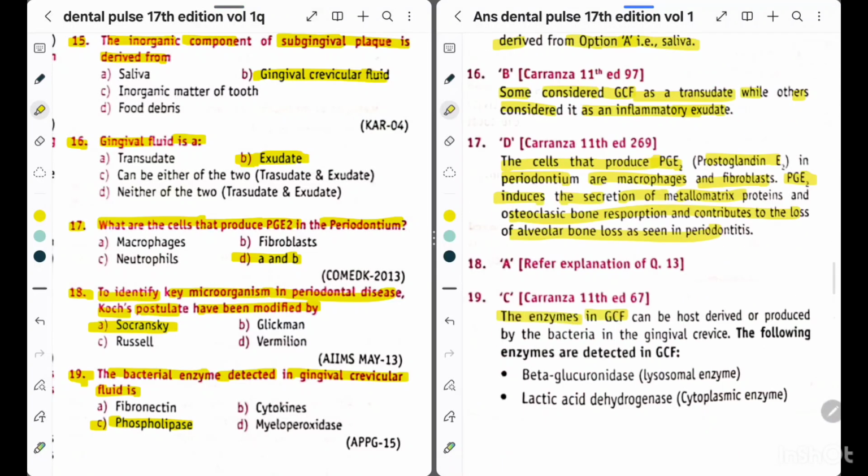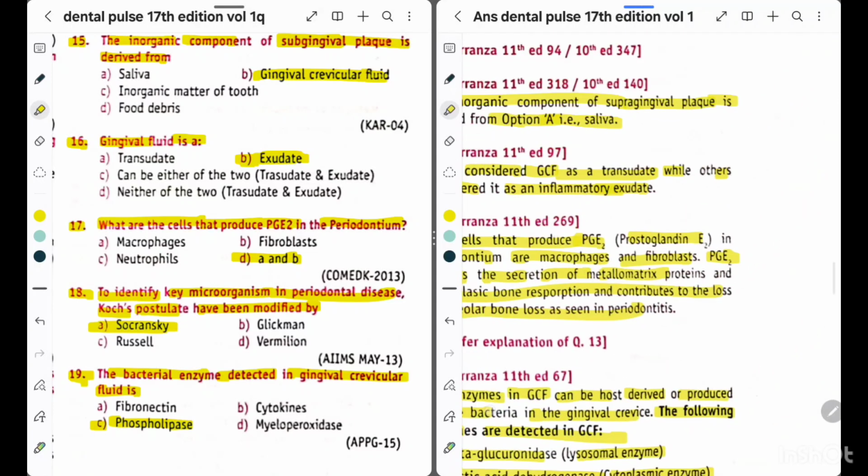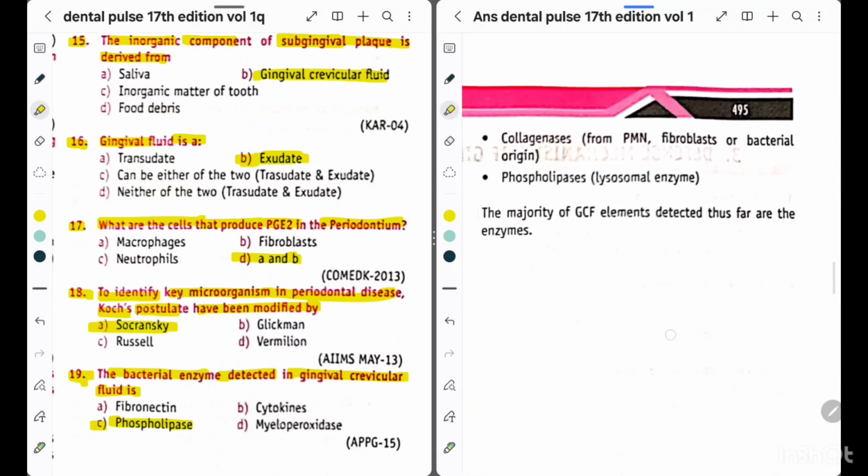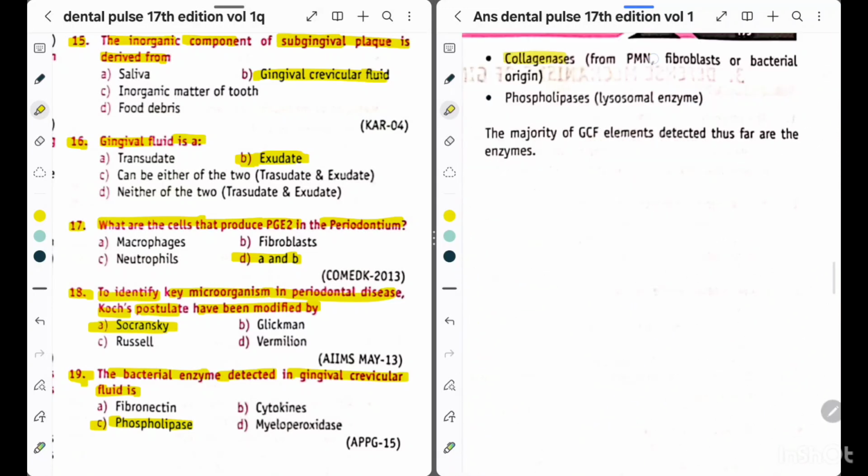The enzymes in GCF can be host derived or produced by the bacteria in the gingival crevice. The following enzymes are detected in GCF: beta glucuronidase, which is a lysosomal enzyme; lactate dehydrogenase, which is a cytoplasmic enzyme; collagenases from PMN, fibroblast or bacterial origin; and phospholipases, which are lysosomal enzymes. The majority of GCF elements detected thus far are the enzymes.